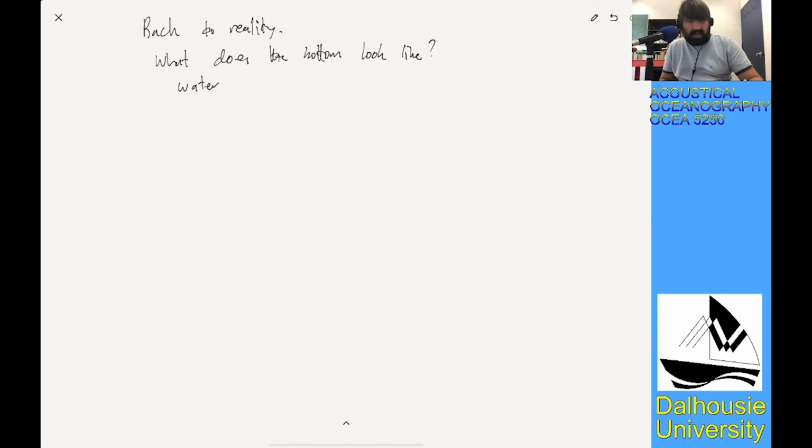So water: the density of seawater, we like to say 1024, let's say 1,000, like fresh water. This is in kilograms per meter cubed, or you can say 1 gram per centimeter cubed. Wow, what a beautiful metric system it is. And sound speed in seawater is about 1,500 meters a second. Okay, so we can have different types of bottom.